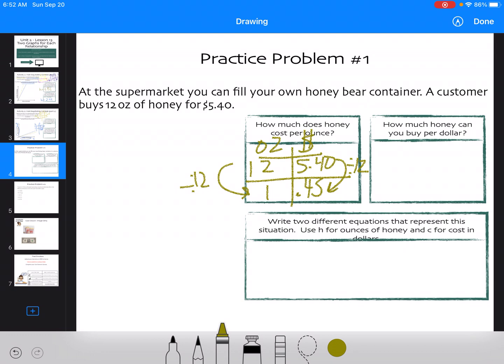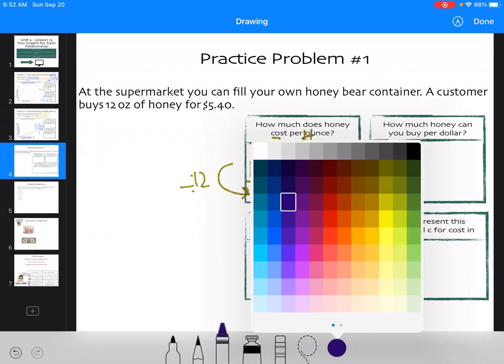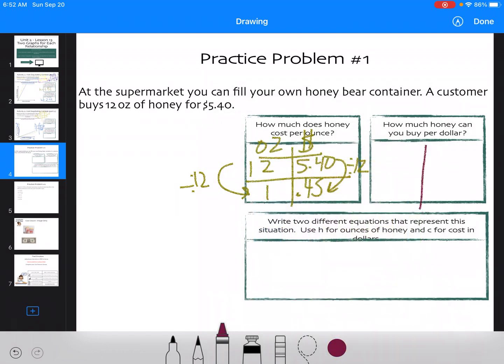So how much honey can you buy per dollar? I'm going to switch colors. My ratio stays the same, but this time I put the 1 in the dollars column. I'm dividing by 540. So 12 divided by 540. I get 2.2 repeating. So for $1, I can get 2.2 repeating ounces.